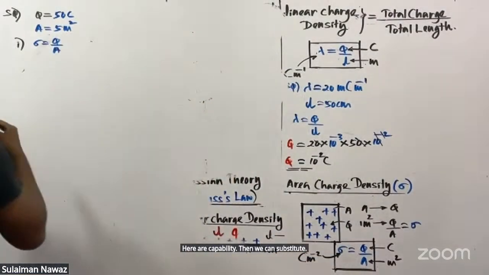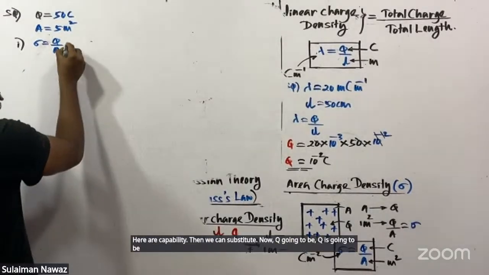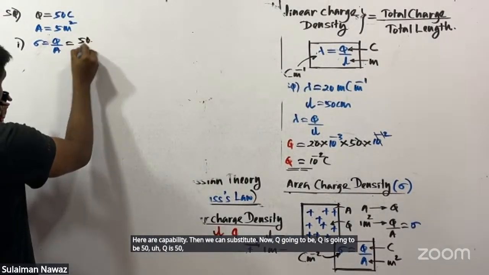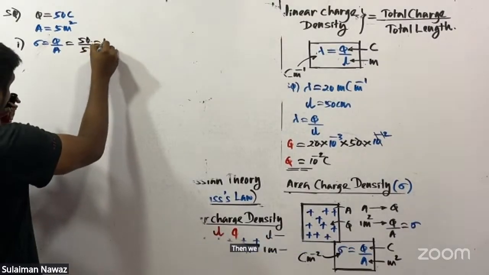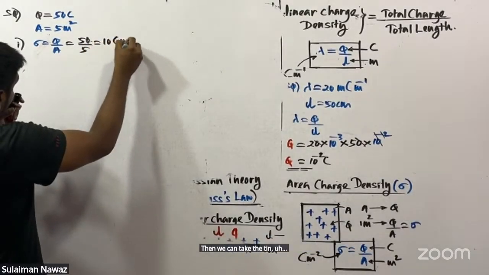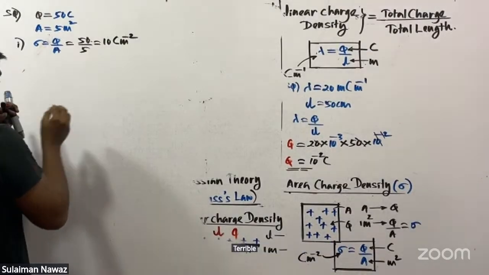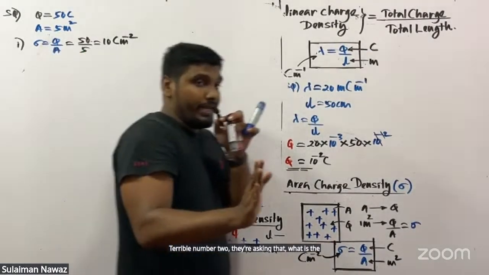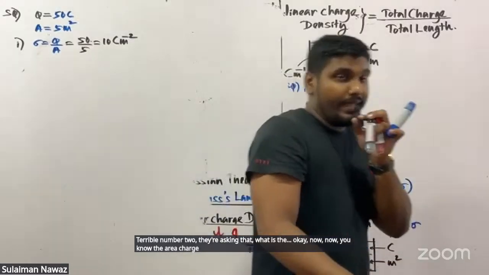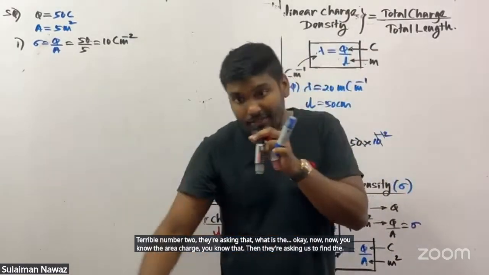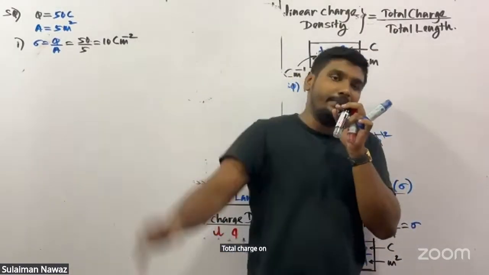Now Q is 50, capital A is 5. Then we get 10 coulombs per meter squared. That is one story. Roman number 2, now you know the area charge density. They are asking us to find the total charge on 2 meter squared area.